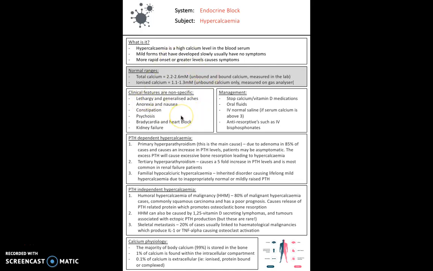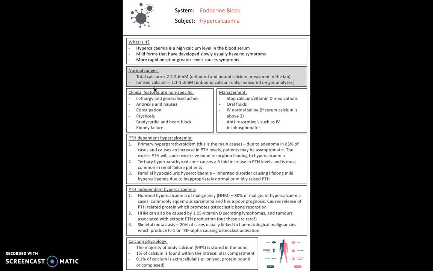And therefore we need to check the levels of calcium, and we can do this in two ways. We can check our total calcium, which should be between 2.2 and 2.6 millimoles, and this measures all our unbound and our bound calcium in the body. Alternatively, we can measure just our ionized calcium, i.e. just our unbound calcium only, and this should be between 1.1 and 1.3 millimoles. So values higher than this range would be hypercalcemia.